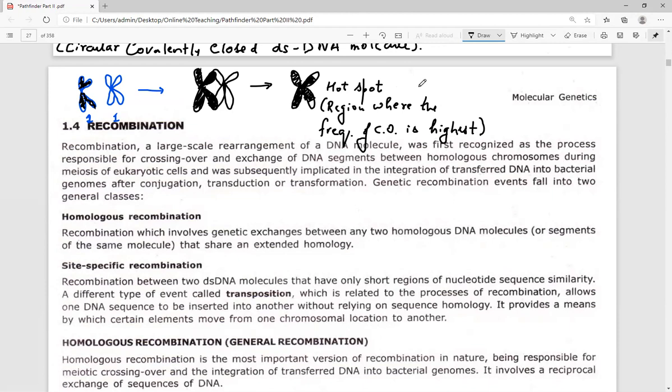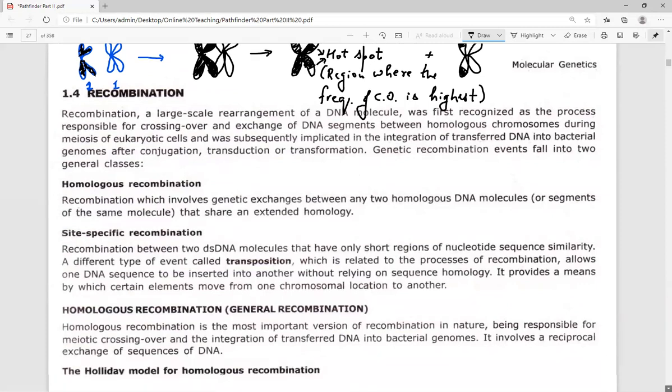Here you can find that the part has been exchanged. This is the part which has been exchanged. So there were hotspot regions present here, as well as here. This will lead to the production of several different types of chromosomes, and those chromosomes will be undergoing the exchange of genetic information.